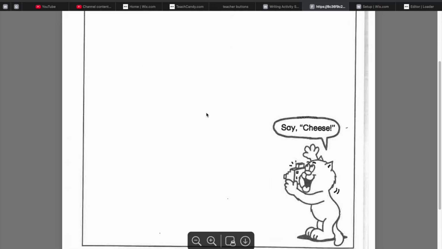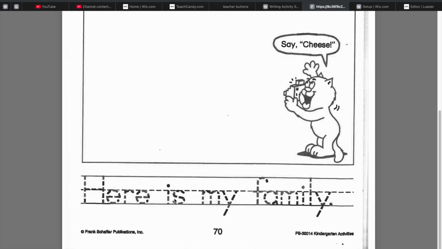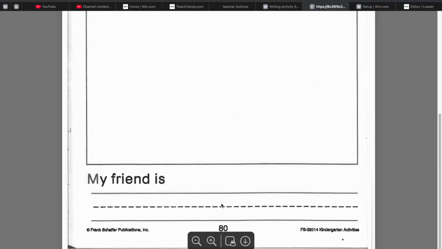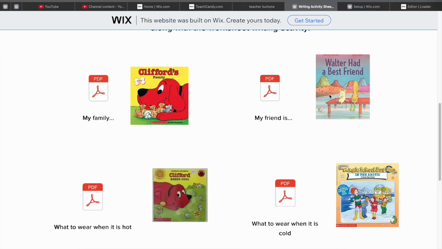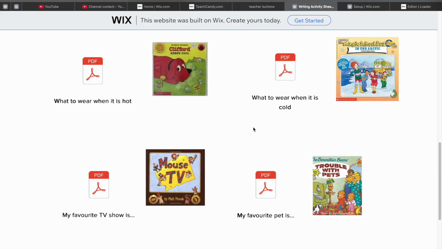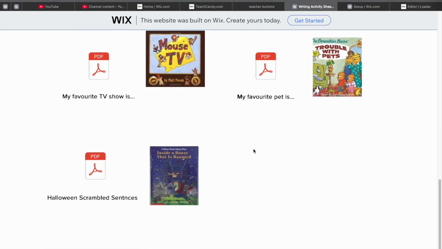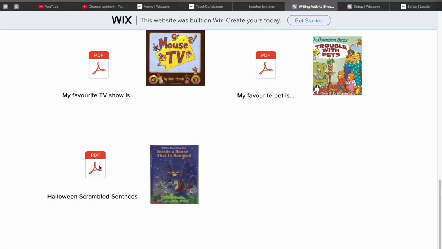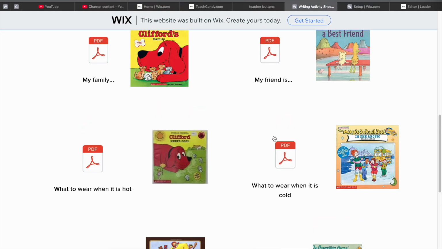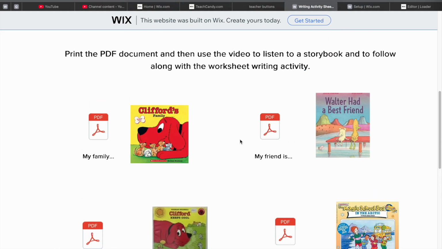Simple one here. It says, here is my family. So it's a cloze activity, very simple, just tracing over the words. There's a book that goes along with it, in this case a Clifford book. Here's one on what a friend is, my friend is, copy a student's name, a friend's name, and a book that goes with it. Favorite TV show, what to wear when it's hot, what to wear when it's cold, favorite pet. There's even a Halloween scramble sentences one. So fairly simple worksheets to start off with. Something I do at the beginning of the year.